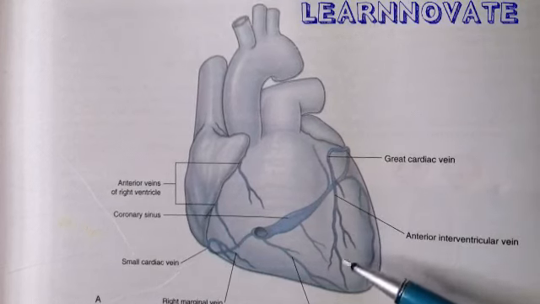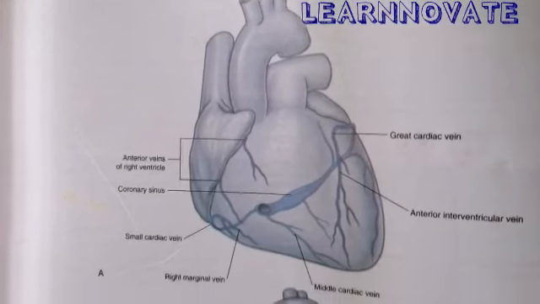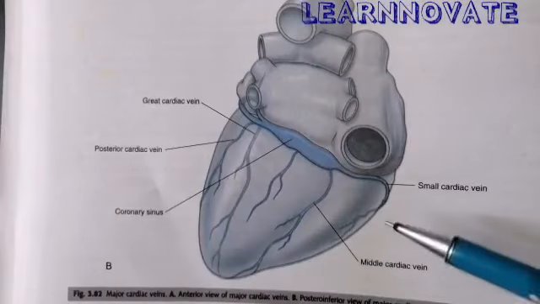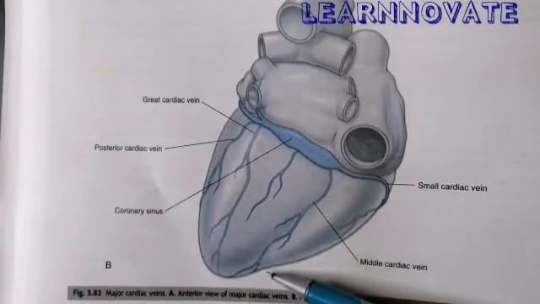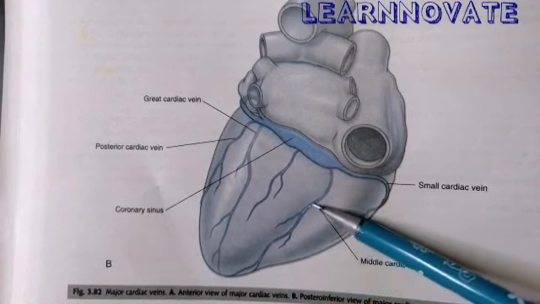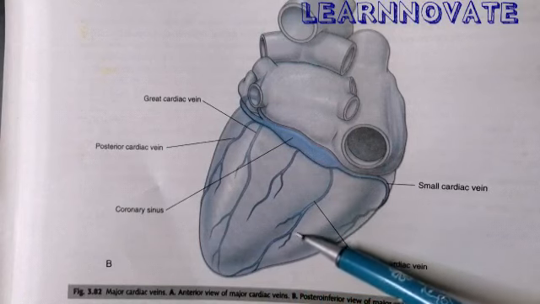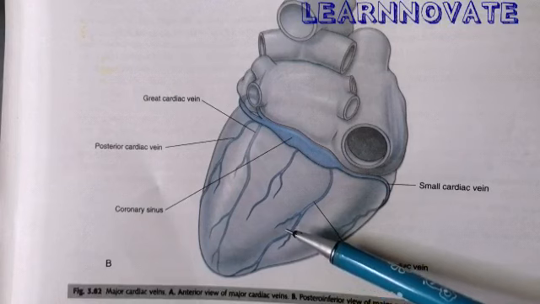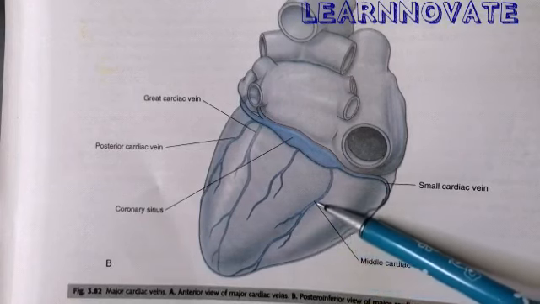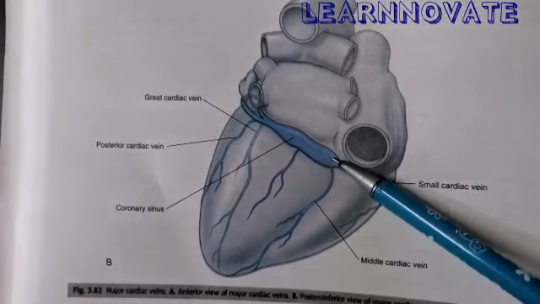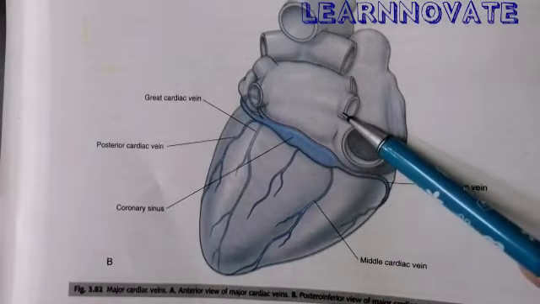The second vein that we can see is the middle cardiac vein. This middle cardiac vein is mostly present on the posterior side. Here on the posterior view, you can see this is the middle cardiac vein. The middle cardiac vein also starts from the apex of the heart, running upward in the posterior interventricular septum. That's why this middle cardiac vein is also called the posterior interventricular vein. And this vein is going to drain into the coronary sinus posteriorly, that is going to drain into the right atrium.